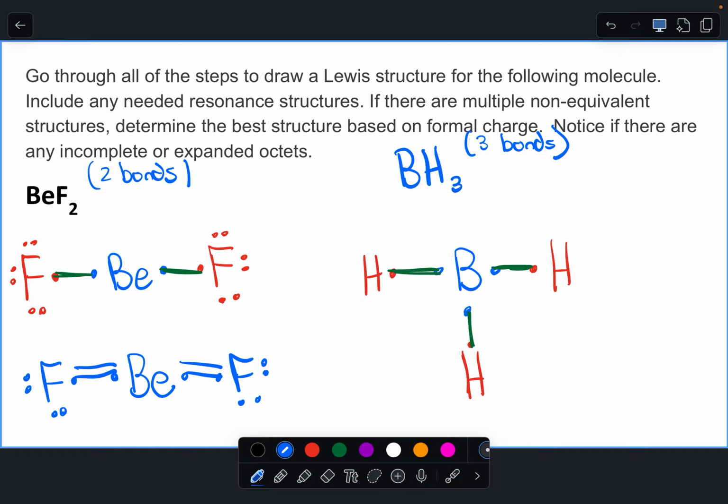That would satisfy the octet, but I'm telling you that's not what happens. When we look at this structure, we see 3 lone pairs surrounding the fluorine, okay? And we do not see a double bond kind of length between fluorine and beryllium, okay? So the first one is the correct structure. The way we can defend that while we're drawing it is by looking at the formal charge. So take a couple minutes. I want you to do the formal charge for both the top one and the bottom one and see how they compare.